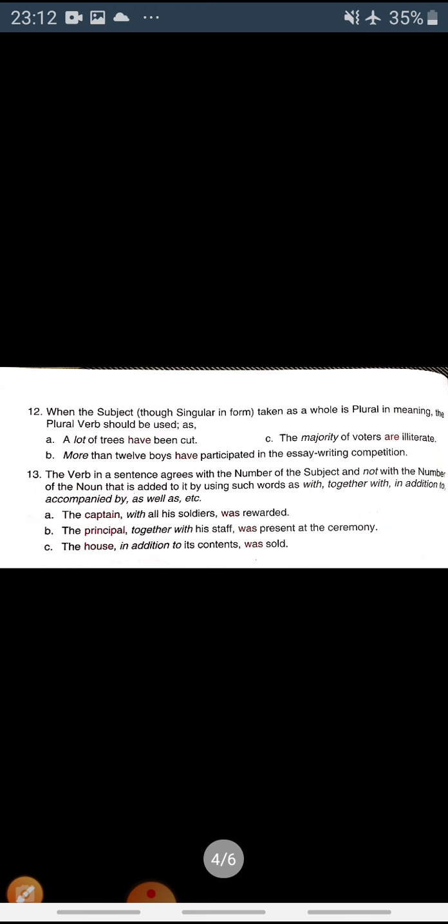Now, when the subject is singular in form but taken as a whole is plural in meaning, that is, though it is singular, it gives you the plural in meaning, then a plural verb will be used.